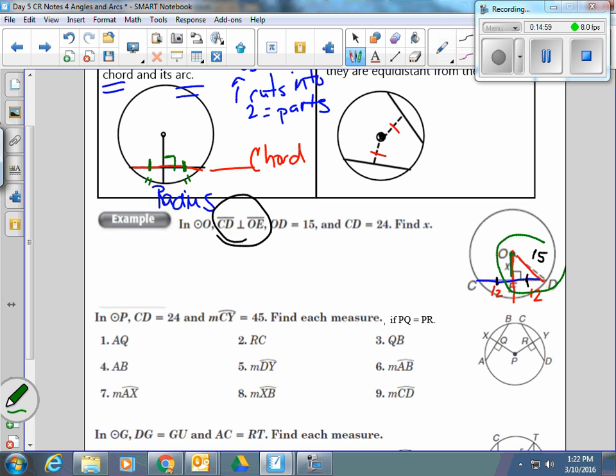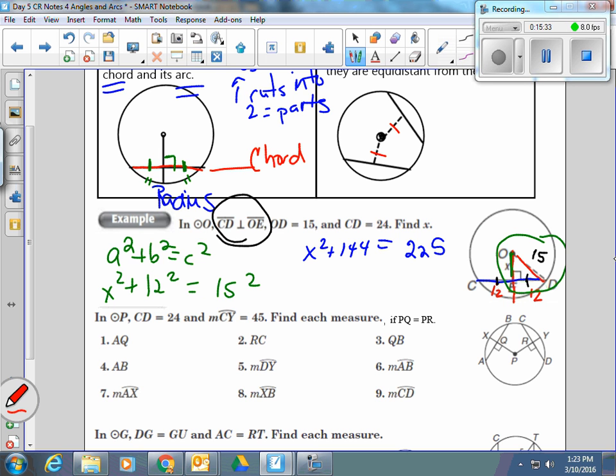Pythagorean theorem, how do I know that? Because now I have a right triangle on the inside. Which one is my C? Why? It's your hypotenuse. Very good. So now to solve this one would be a squared plus b squared equals c squared. So that would be x squared plus 12 squared equals 15 squared. What's 12 squared? 144. What's 15 squared? What would I do next? Okay, we're going to subtract the 144.